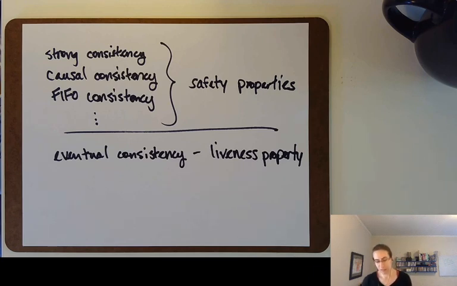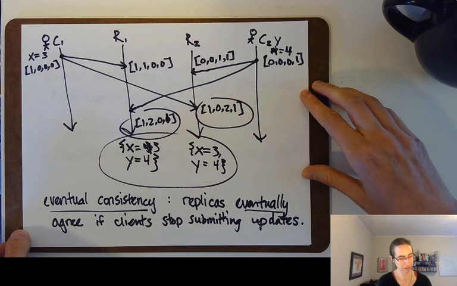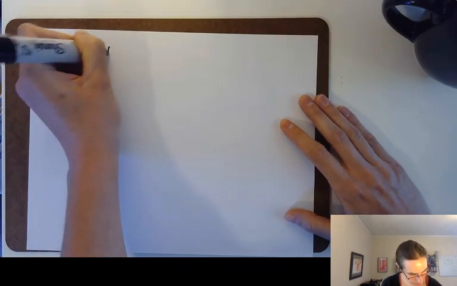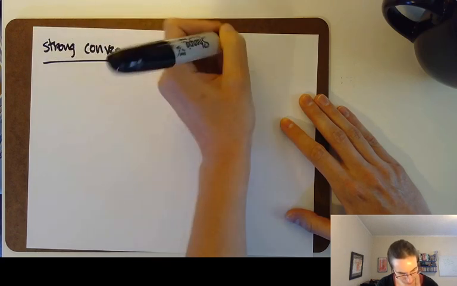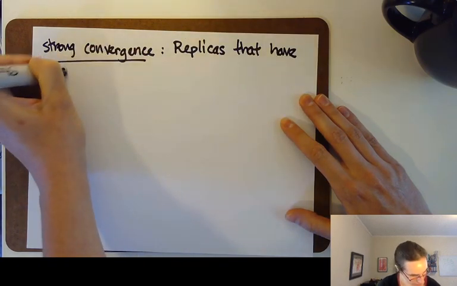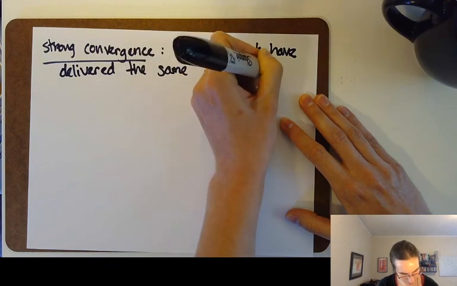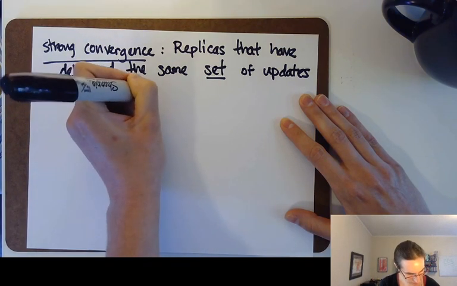So it's a liveness property. But there actually is a safety property that we can write down that distinguishes between those different executions that we talked about before. I will write down that property now. It's called strong convergence. Strong convergence says that replicas that have delivered the same set of updates have equivalent state.